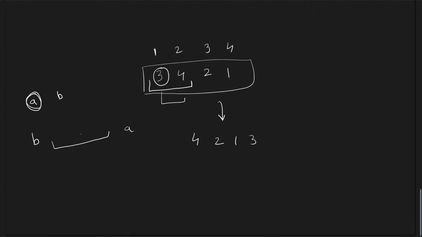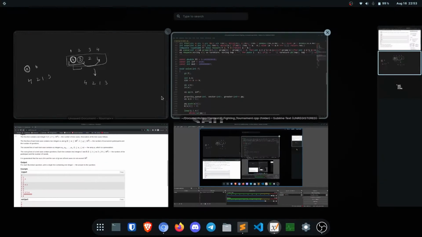So what happens if this was 4 and this was 3? In this case player A would have higher power, so player A would remain at its place and it will be 4 2 1 3. The thing will be the same because the player with the higher power remains at the first position and the player with the lower power goes to the end of the queue. So this is the overall question that is being said.